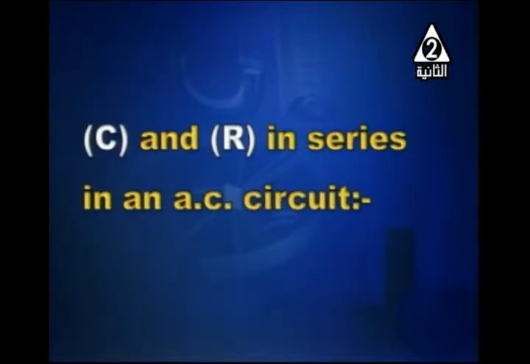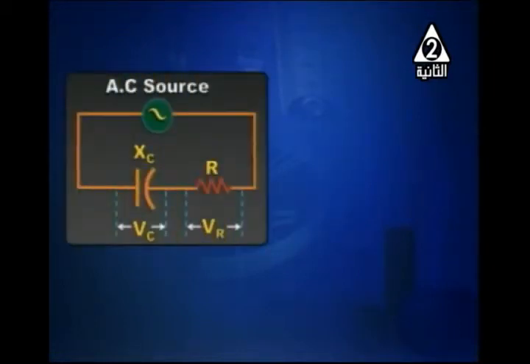And now we've got another circuit, C and R in series in an AC circuit. C indicates that we've got a capacitor. R is an ohmic resistor, a non-inductive ohmic resistor. They are connected to an AC power supply. It is shown in front of you. And once again, voltage across the capacitor is denoted by VC, and it is equal to IXC. Voltage across the resistor, VR, is equal to IR.